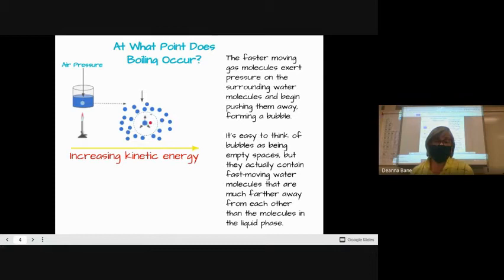So the little circle that I've drawn here around it is the beginnings of a bubble. It's easy for us to think of bubbles as being empty space, but what we have to keep in mind as we go through this process is that those bubbles actually have water molecules in them. It's just that they're in the gas phase. They're moving really fast, creating pressure on the water molecules around them, or pushing them out of the way. And they're moving a lot faster than the liquid molecules.